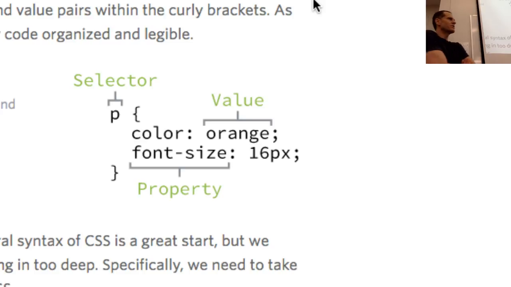We have a selector or selectors at the beginning. And then we have a declaration block. We talk about blocks of code in programming. Generally speaking, those are between curly braces. Everything between the curly braces is a declaration block. And what does a declaration block hold? It holds declarations. Those declarations are made up of properties and values.